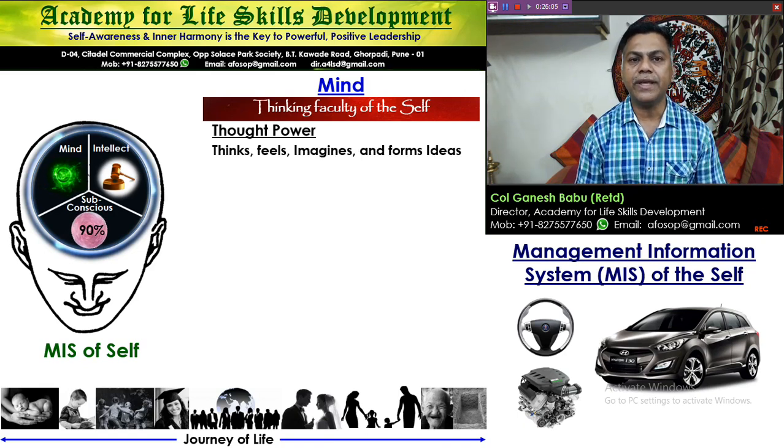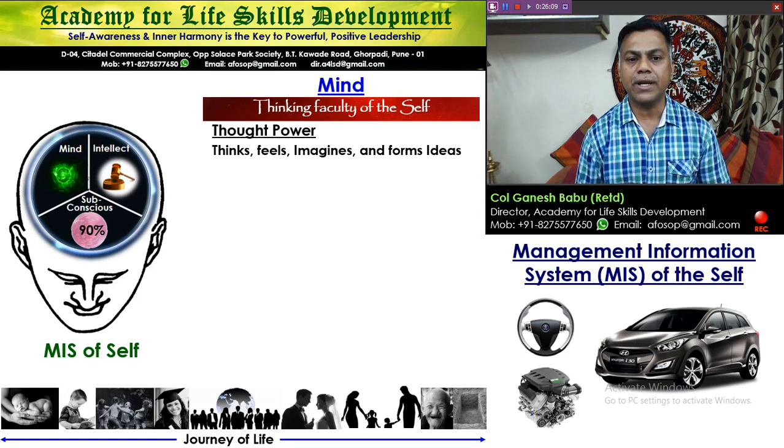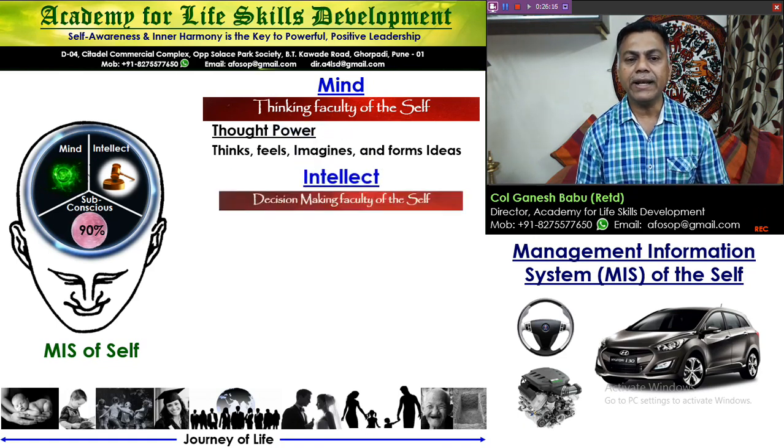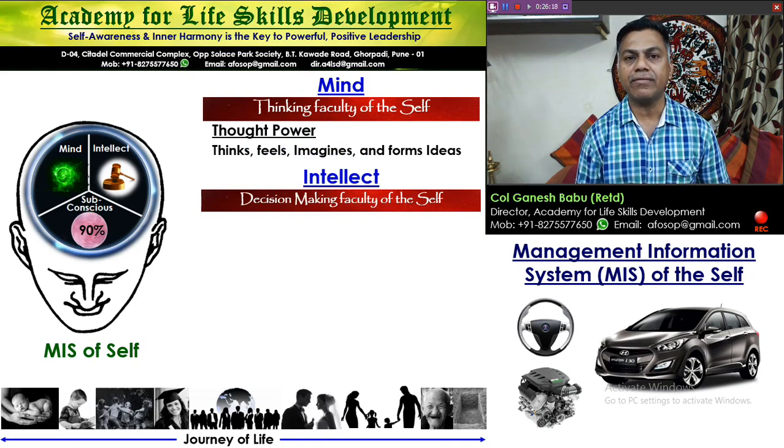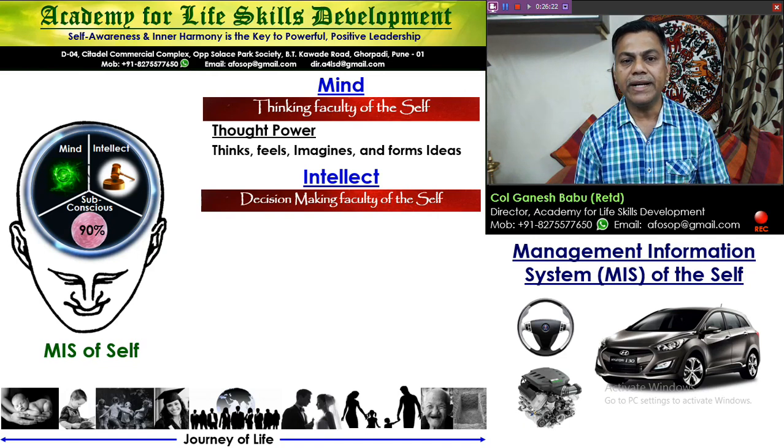It gives you the thinking power, generates thoughts, emotions, feelings, which you have to feel. It can imagine, it can form ideas. And what's the function of the intellect? Intellect is the decision making faculty of the self. Decision making. For example, if mind is vakil, then intellect is the judge.